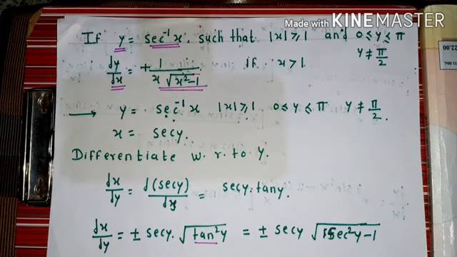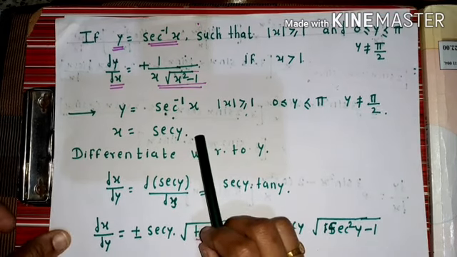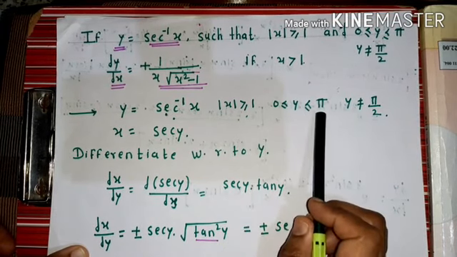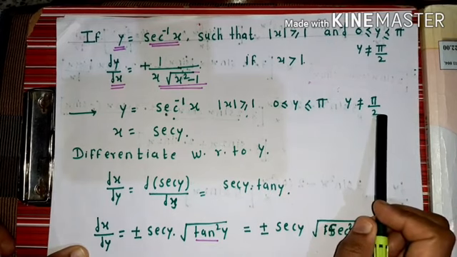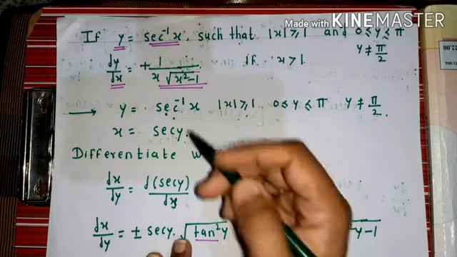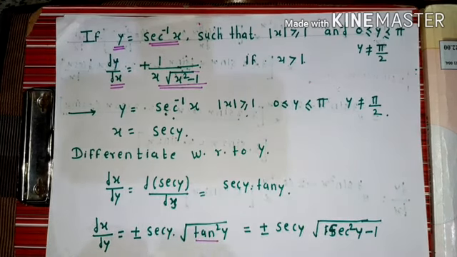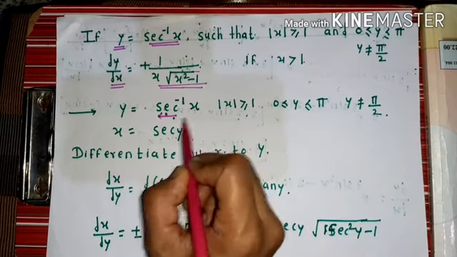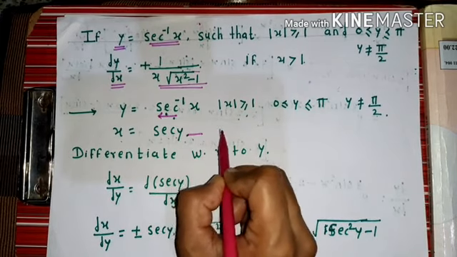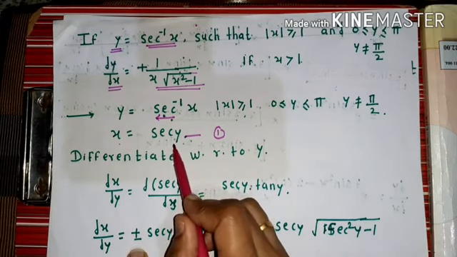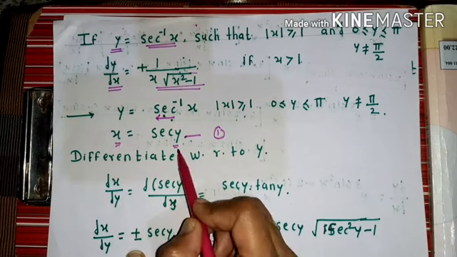Let the given function be y equal to sec inverse of x. The condition is that mod of x is greater than or equal to 1, y lies between 0 to pi, and y is not equal to pi by 2. Okay, so as y equal to sec inverse of x, this implies, transferring this sec inverse to that side, we get x equal to sec of y. This is equation 1. Now differentiate x with respect to y, because x is a function of y.